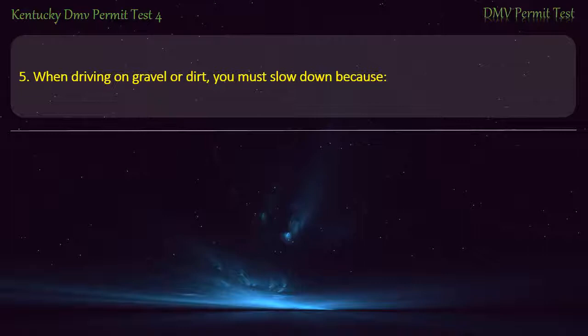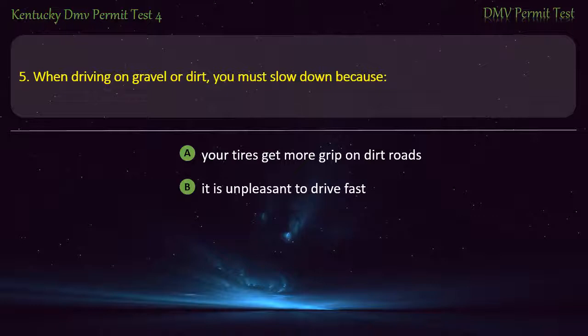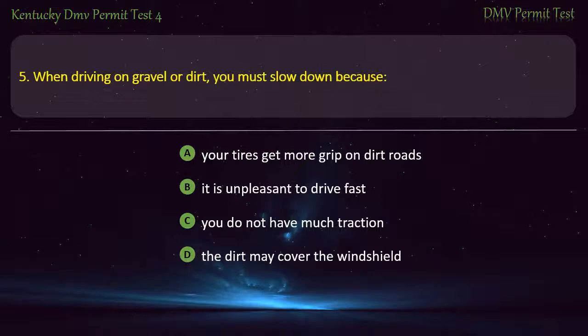Question 5. When driving on gravel or dirt, you must slow down because your tires get more grip on dirt roads. It is unpleasant to drive fast. You do not have much traction. The dirt may cover the windshield. Answer. You do not have much traction.